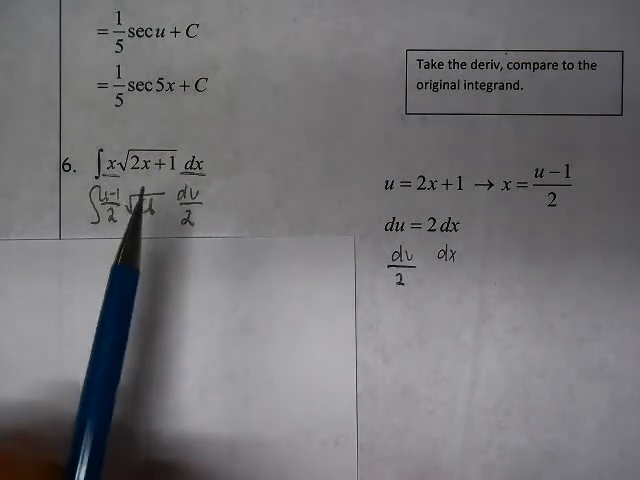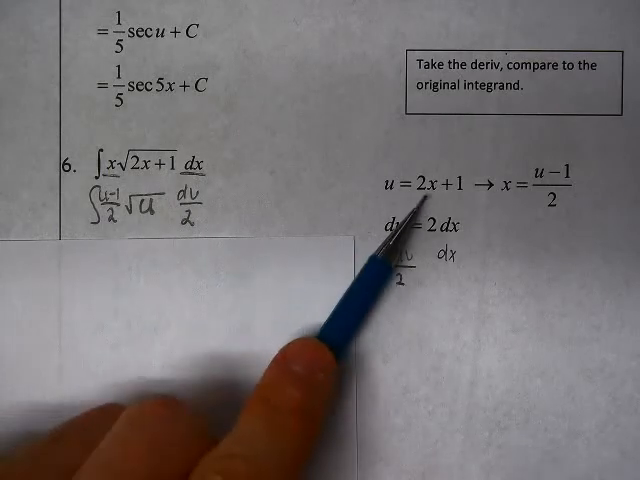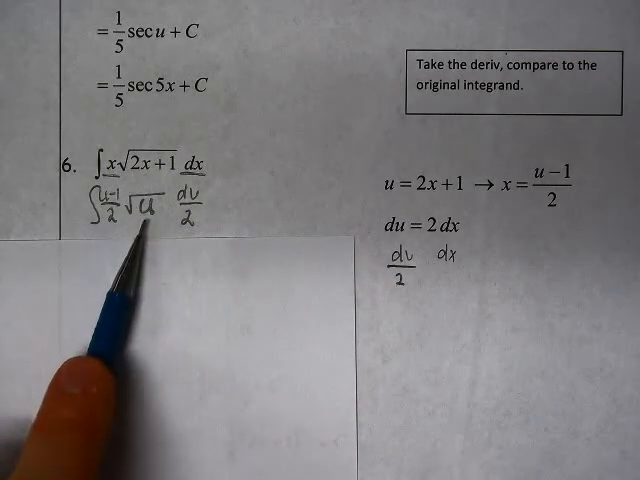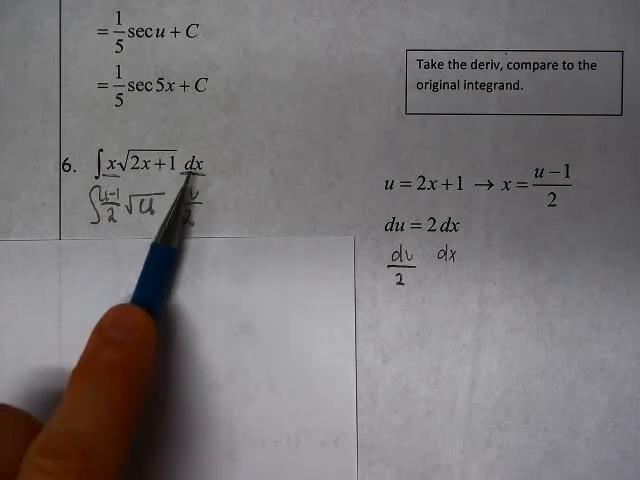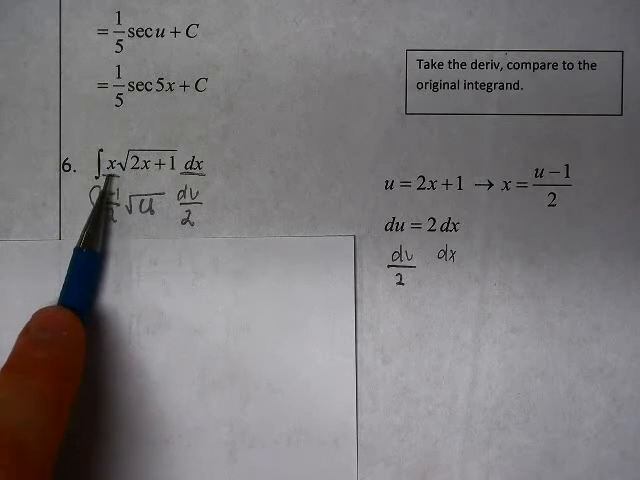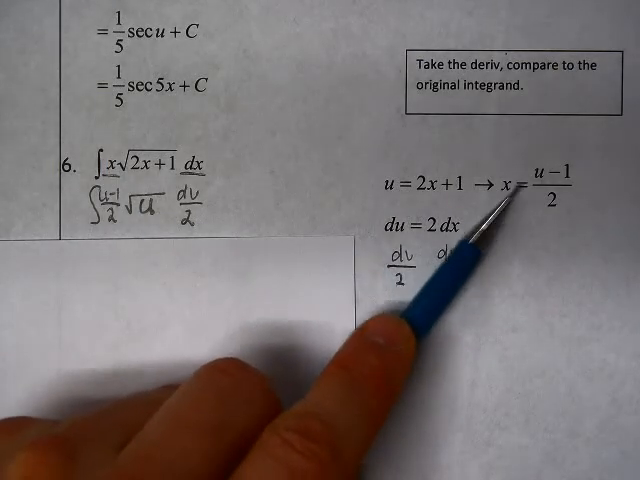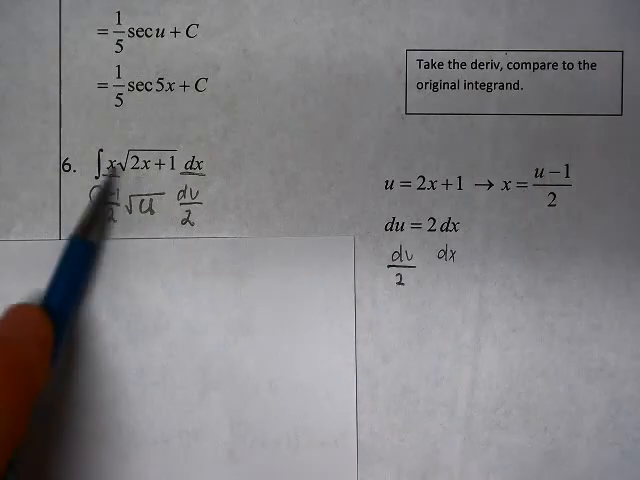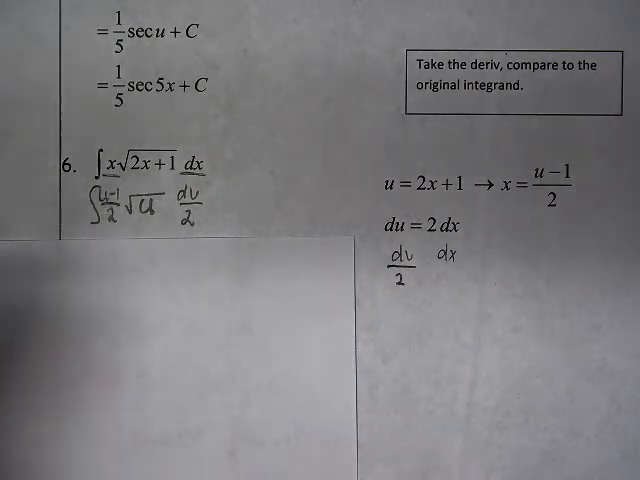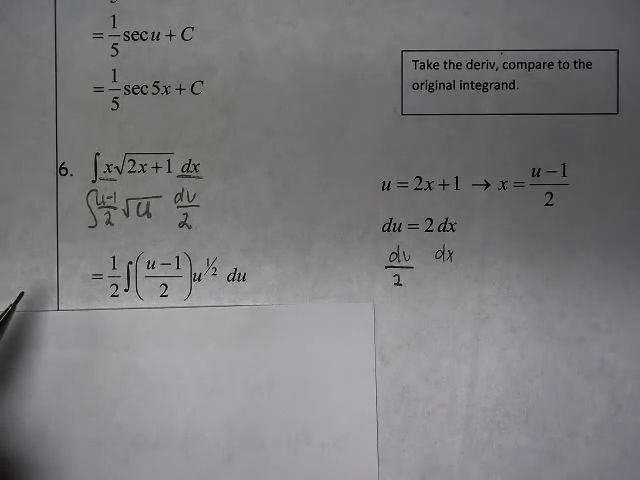So in this case, just to summarize, I have square root of 2x plus 1 using this u substitution here is replaced by square root of u. The dx itself is replaced by a du over 2. But I still have this x that wasn't easily represented in terms of u, just with my u and du. So I had to take my equation for u and solve it for x, and then use that u minus 1 over 2 to replace the x. So now I'm going to clean this up a little bit, and it's going to look like this.